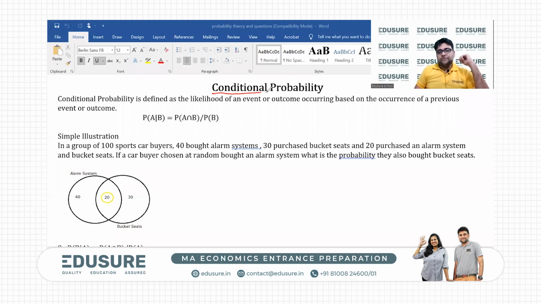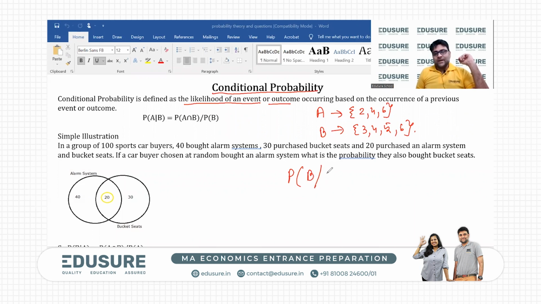Conditional probability is the likelihood of an event or outcome occurring based on something that has already occurred. For example, A is the event of getting an even number, and B is the event of getting a number that is greater than 2. So, what is the probability of B occurring if it is already given that A has occurred?